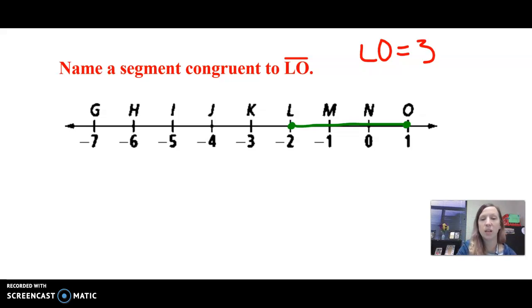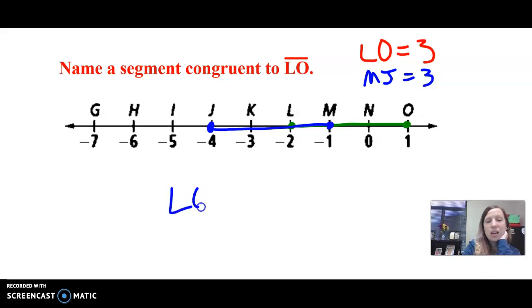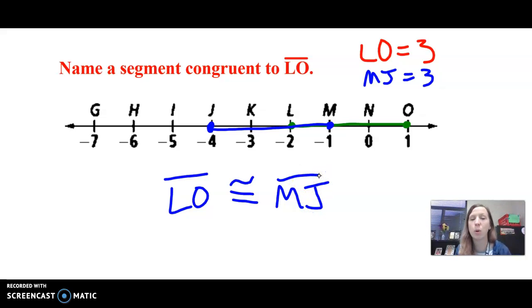So an example of that would be if I started at M and I counted 3 units. 1, 2, 3. So that puts me at a point J. Okay. So MJ would be a congruent segment because it is also 3 units. So MJ is 3 units. So we can now say that segment LO is congruent, here's the congruent symbol, to segment MJ. They are congruent because they are both 3 units long.